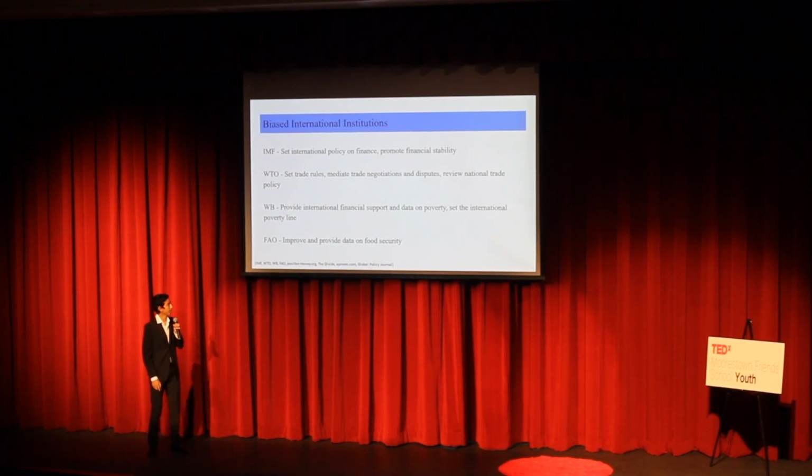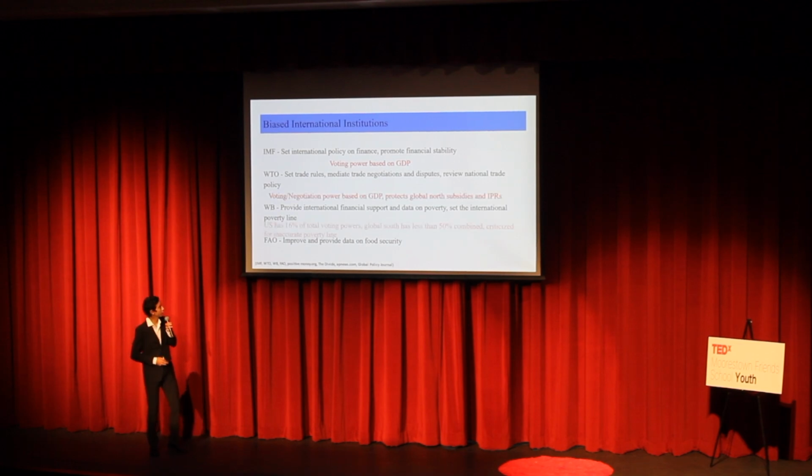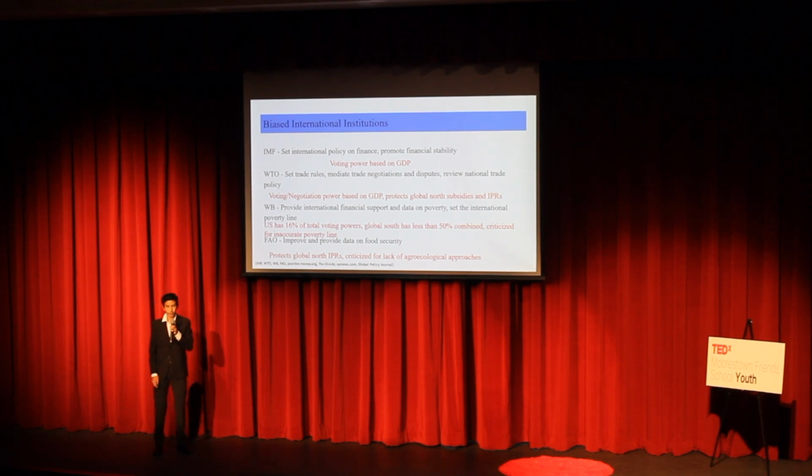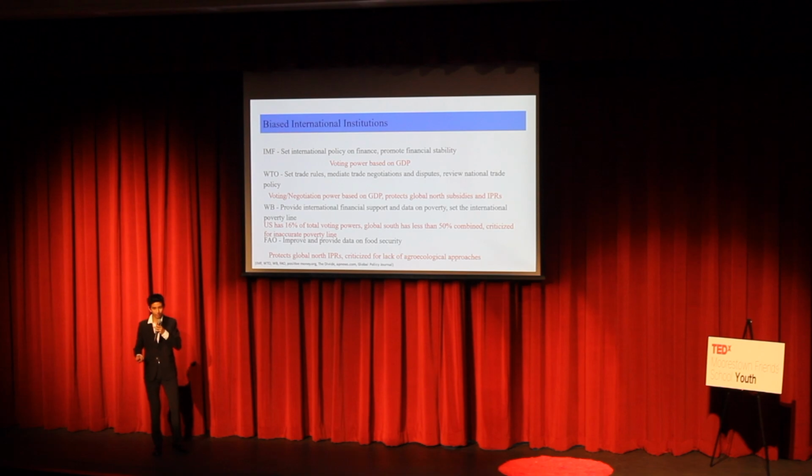Now, the largest problem that all of these international institutions face is that the way these laws are passed and voted on is primarily based on a country's influence in the global economy. In institutions such as the World Bank and the IMF, voting power is based on GDP. And obviously, that benefits certain countries, namely the US and much of Europe.